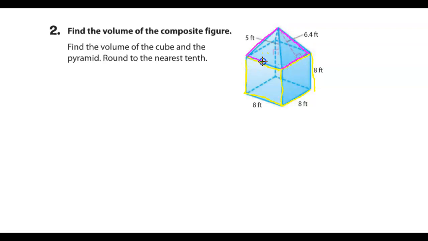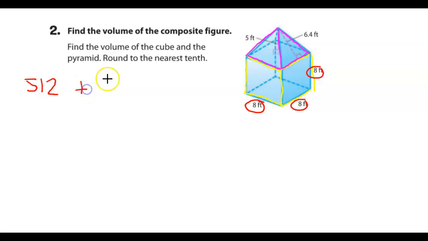Okay, and then after we do that, we're just going to add them together. So let's go ahead and do the volume of the cube first. If I do it in yellow, I don't think you guys will be able to see it, so I'll do it in red. So the volume of the cube then is just going to be 8 times 8 times 8. So that's going to give me 512. So the volume of the cube is 512.